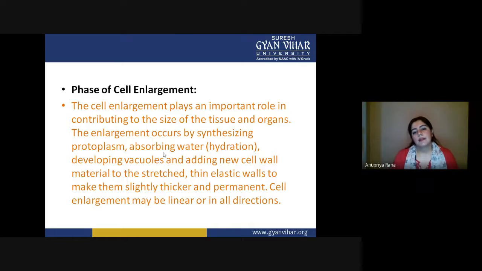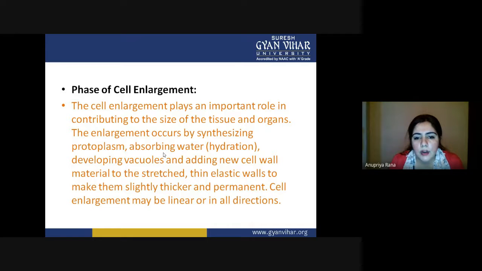So in this whole process of cell enlargement, what things do we need? We need all of these. We have to make more protoplasm, and to make more protoplasm we have to absorb more water. If we want to store something, we need more vacuoles, because the function of vacuoles is storage. And the cell wall, because rigidity should be there.